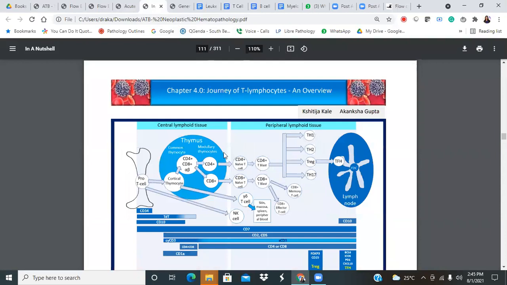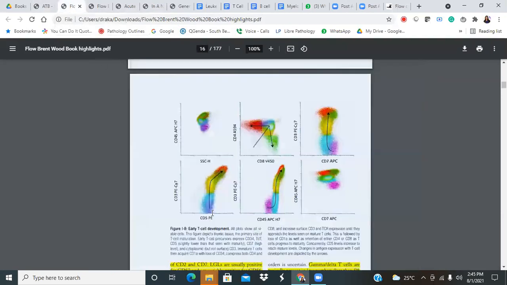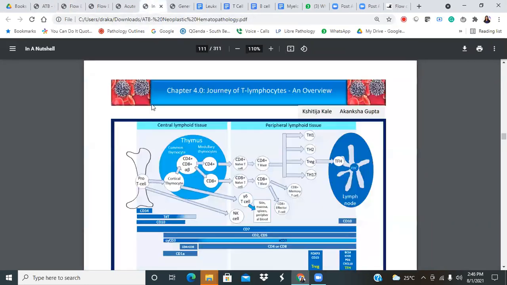So this over here is the thymus, right? The thymus will have all those stages of the T cells that they are depicting over here. So what they are saying is that there is an acquisition of CD3. So over here, you can see that in the initial stages there is cytoplasmic CD3, and then there is acquisition of surface CD3.